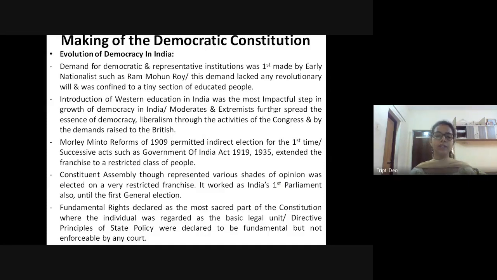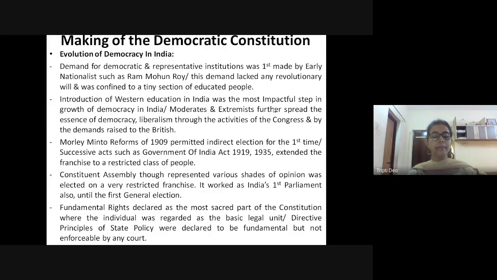Yes, they worked on a constitution for 2.5 years, almost 3 years, but they had started to think about it from way before. Yes, so the Morley-Minto reforms of 1909 permitted indirect elections for the first time. Successive acts such as the Government of India Act 1919 and 1935 extended franchise to a restricted class of people.